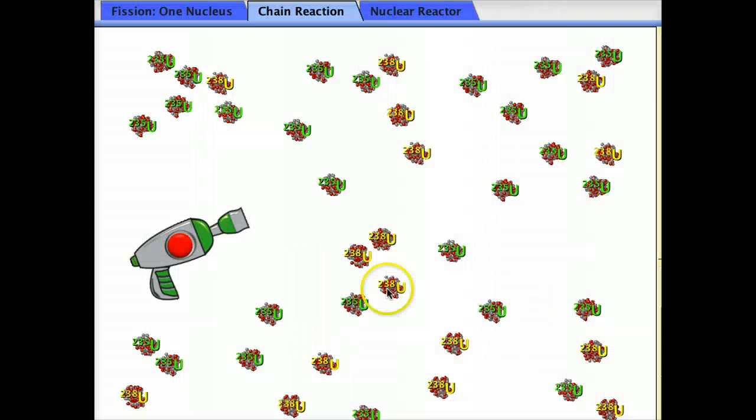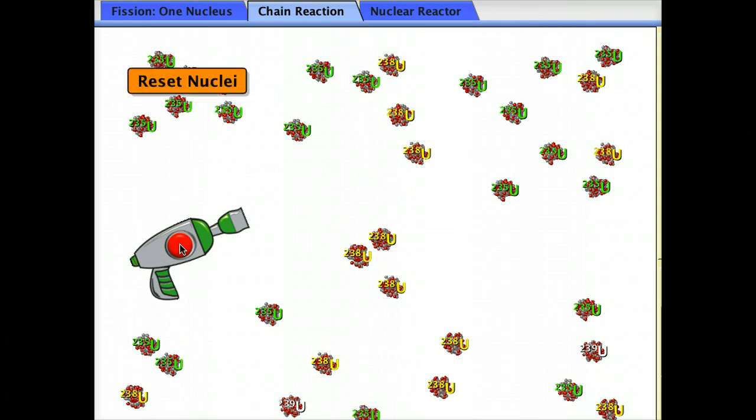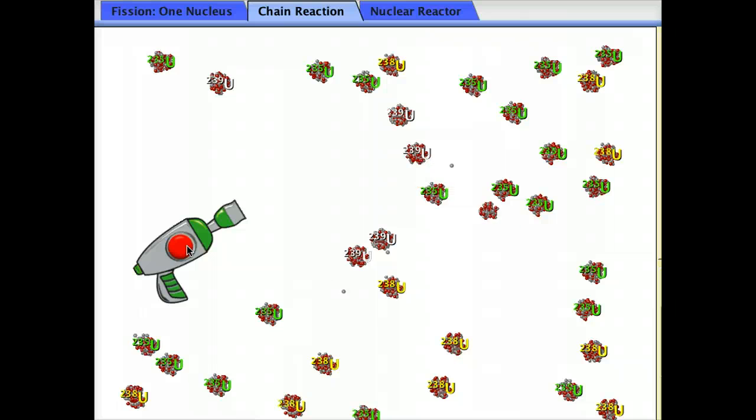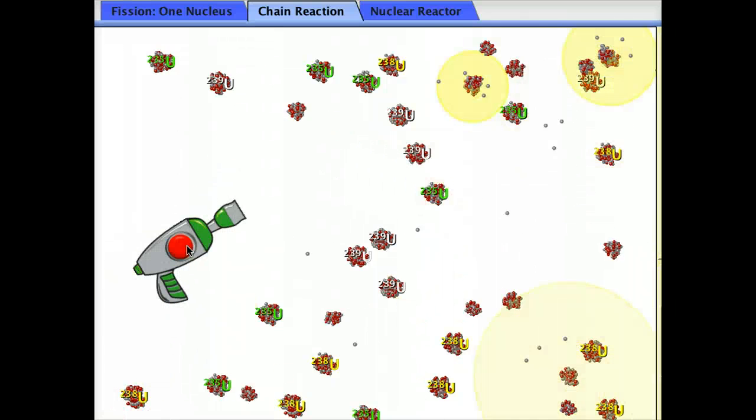Let's just have a look at this applet from PhET, Colorado. This shows a population of uranium-235 in amongst uranium-238. Normally the enriched situation would be about 3% uranium-235, so this diagram is not to scale at all. When I send in a neutron, we can see that a small chain reaction occurs. We have an initial fission, neutrons are produced, and those neutrons fly off and cause subsequent fissions to happen.